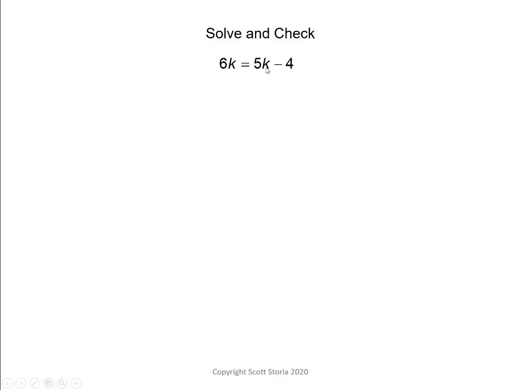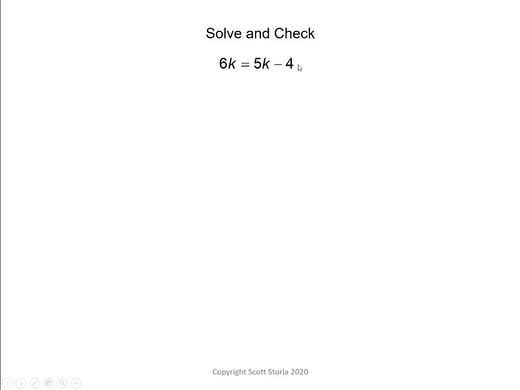when I'm going to combine variable terms, I look at the coefficients, and whichever has the larger coefficient, that's the side I keep the variable on. That way, my coefficient is always positive, and I just find it easier to work with positive numbers. In this case, I'd like to have k on the left, since 6 is greater than 5, which means I don't want 5k on the right.